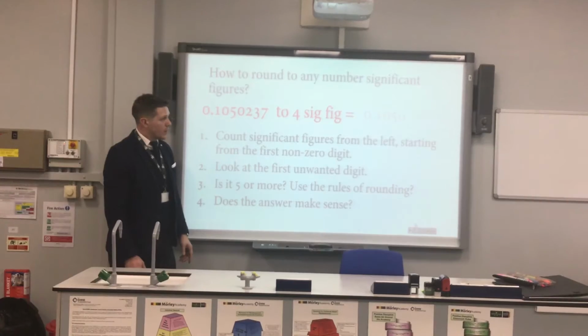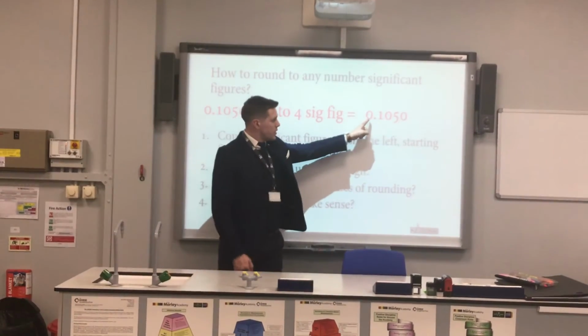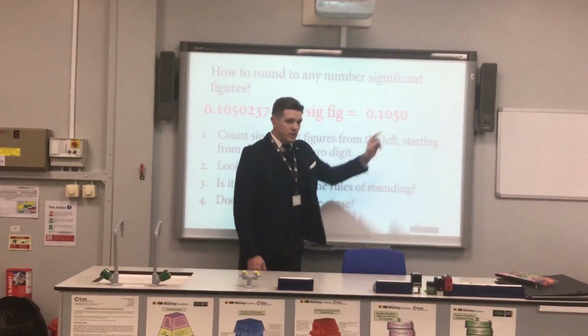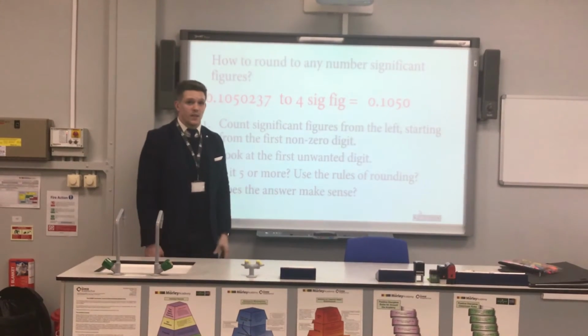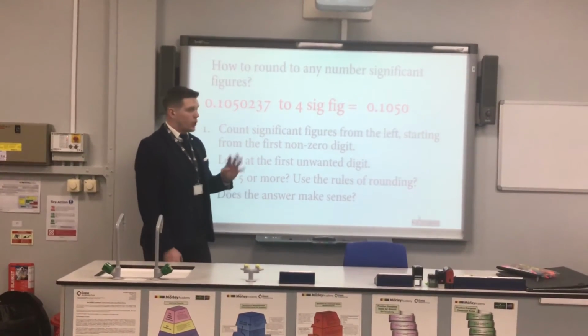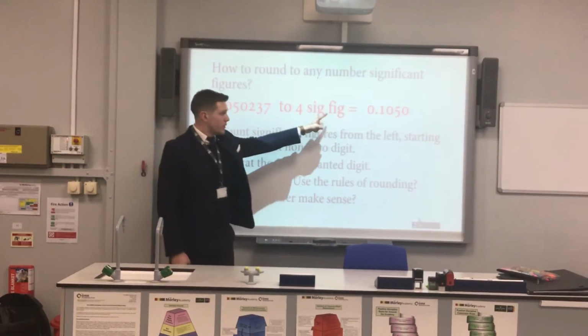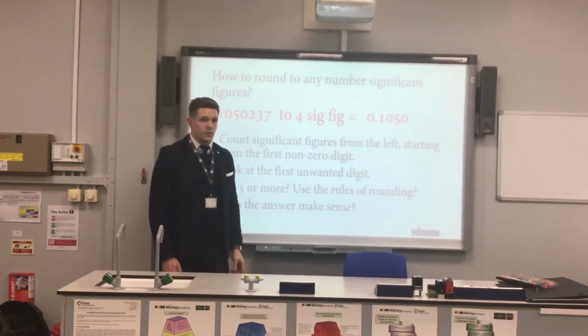So let's have a look at our answer. 0.1050. Our zeros are significant in this example. I've got 4 values, 4 significant figures, including those zeros.